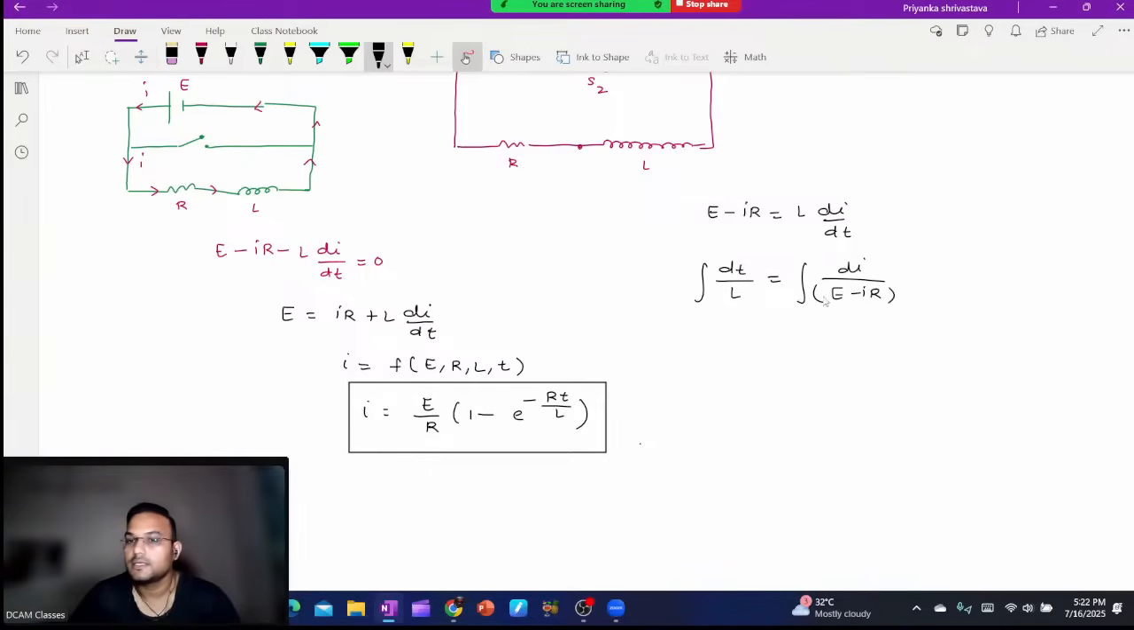Now I will integrate it from 0 to t and initially from 0 to I. So it will become 1 by L log t, log t minus log 0 is 1 only, zero to t, is equal to, I'll take R common from this, or I can just write it as minus of log of E minus IR whole divided by R.